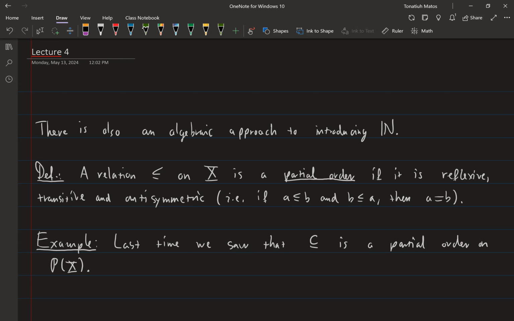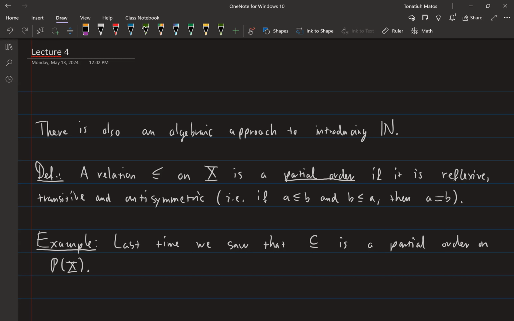We will see many examples of orders and partial orders. We already saw one, right? Containment on a big family of sets, for example, the power set of some universal set X. This is a partial order, and we verified these things. Maybe not with full detail, but they are written down somewhere in the lecture notes.